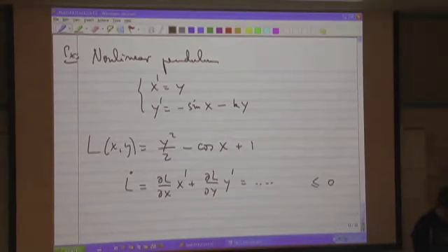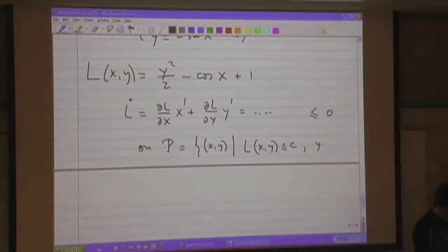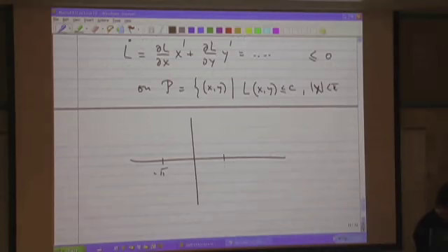Well, on P, that's P. So it's the x and y points for which this Lyapunov function is less than or equal than c, and x is less than pi. So the picture will look like this. This is negative pi, this is pi for x. So it's in this region, and then it's a level curve basically in that region.